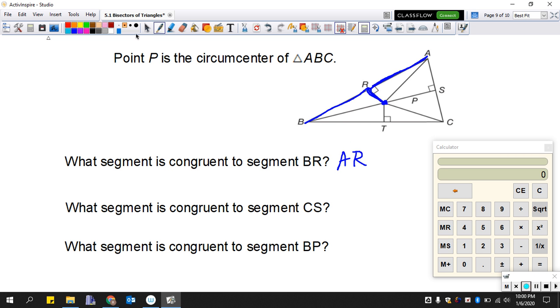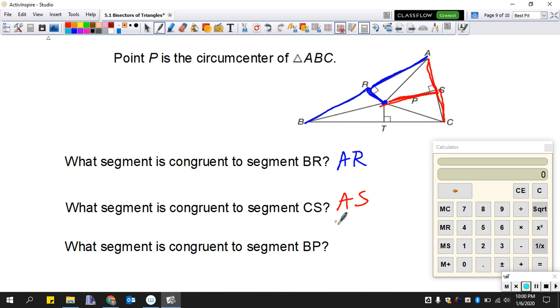All right, then it says which segment is congruent to segment CS? Well, CS is right here. This is the perpendicular bisector for that, so the segment is AS. That's side AS.